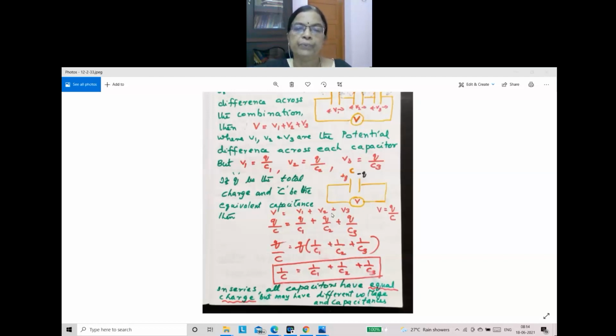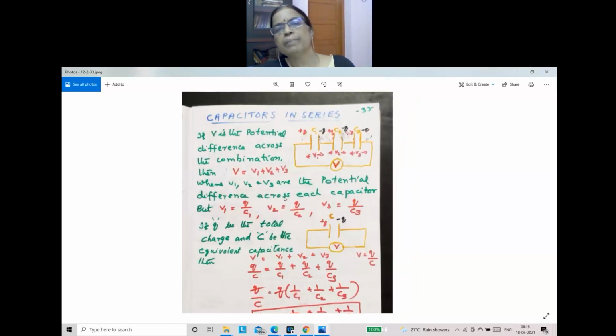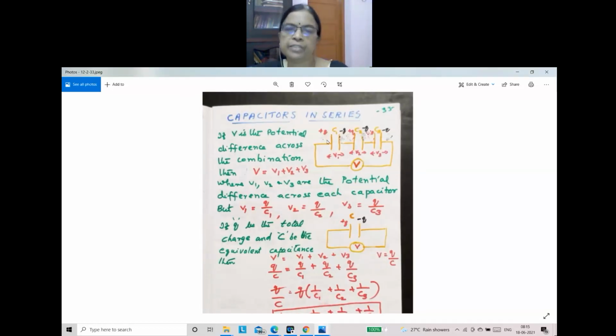V1, V2, V3, we know, we just add them and the common factor is taken outside, Q is cancelled, and we get the answer 1 by C equal to 1 by C1 plus 1 by C2 plus 1 by C3. In series, all capacitors have equal charge but may have different voltage and capacitances. This is a very important factor. In series combination, what is equal for all capacitors, children? Charge has the same value, but capacitances and voltages are different.